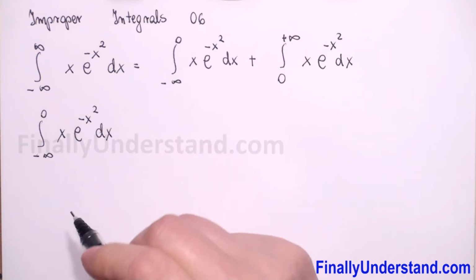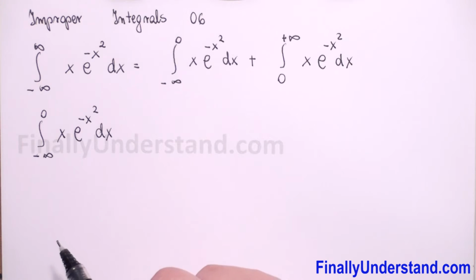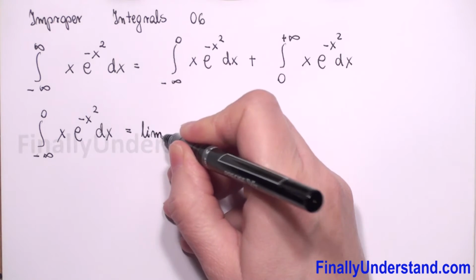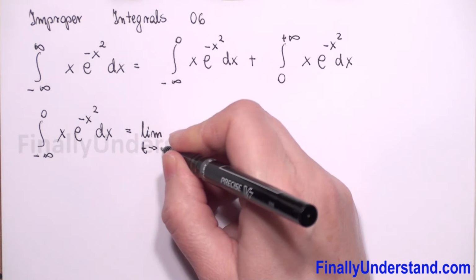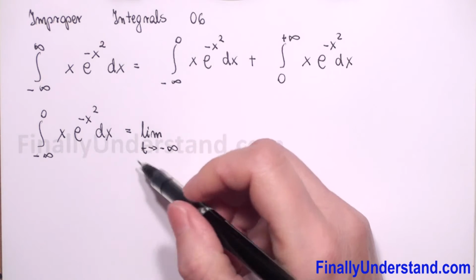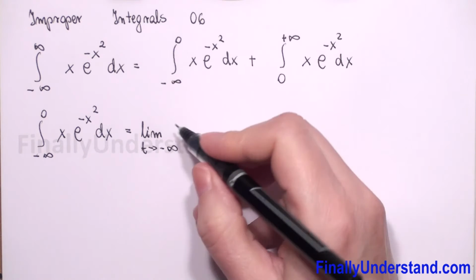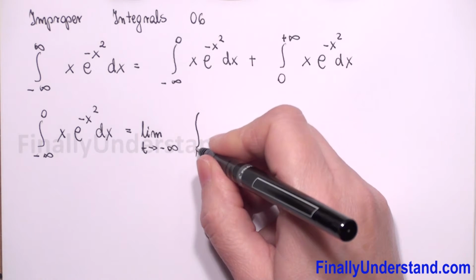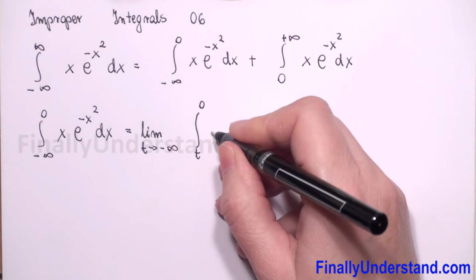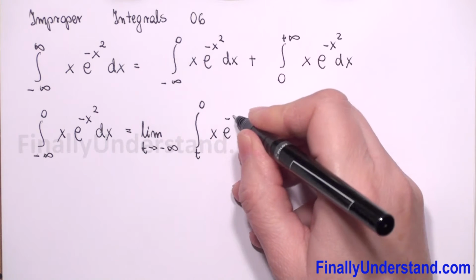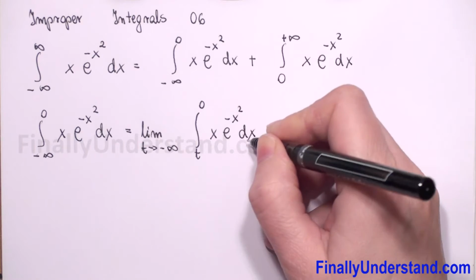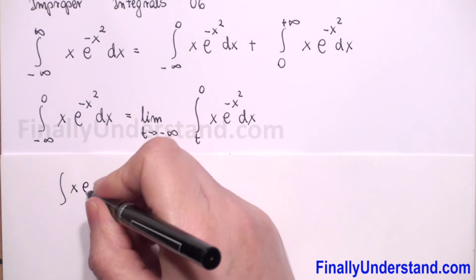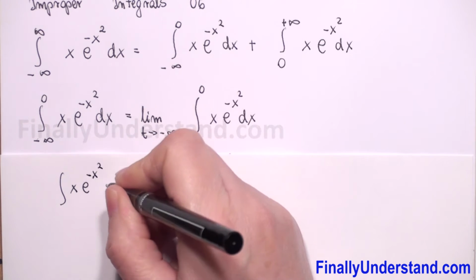dx. First thing to do is convert the integral to a limit. So this is equal to the limit as t approaches negative infinity. I just replace negative infinity by t. So now we have integral from t to 0 of x times e to power negative x squared dx. So now I will solve the integral of x e to power negative x squared dx.